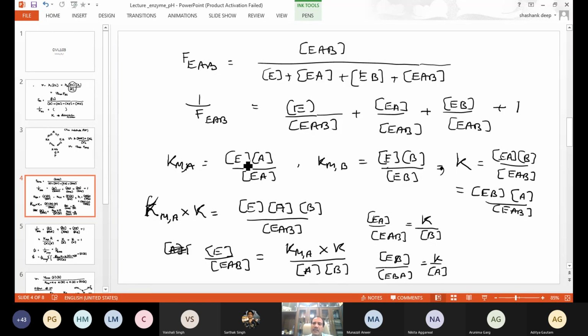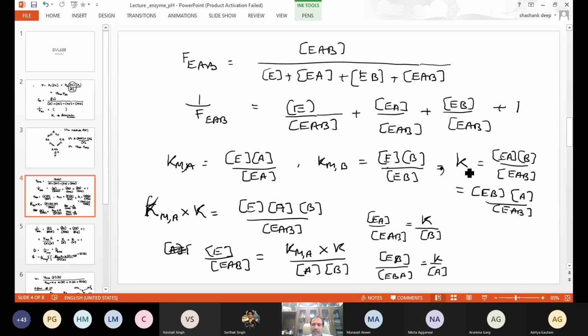It will just come after 10-15 minutes. Okay, so 1 by FEAB is equal to this. So KMA is E into A by EA, KMB is E into B by EB. And EAB will be EA into B by EAB or EB into A by EAB, any one.